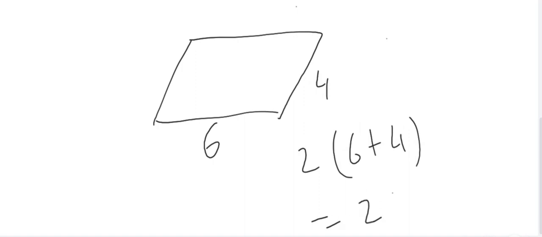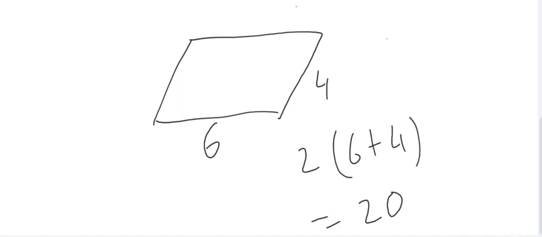Alright guys, now let's move on to our next shape. This shape is known as a parallelogram. Now you may ask, how do I find the perimeter of a parallelogram? It is very similar to a rectangle. Let's say this is 6 centimeters, this is 4. I'll just multiply 2 times 6 plus 4, and I'll get 20, which is the perimeter of the parallelogram. It's very simple.